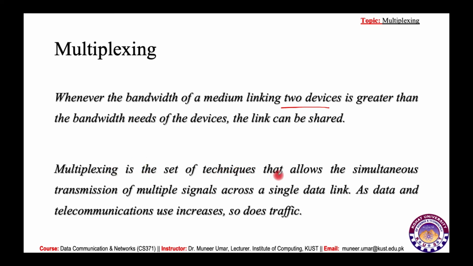Multiplexing is the set of techniques that allow the simultaneous transmission of multiple signals across a single data link. We have only one link, and on that link, multiple devices are transmitting their data by using their signals, so definitely there would be multiple signals on a single link. As data and communication use increases, so does traffic. The number of nodes is also increasing, so the traffic from the nodes is also increasing, and for that purpose multiplexing is the solution to let the connected nodes share a single or limited medium among them.